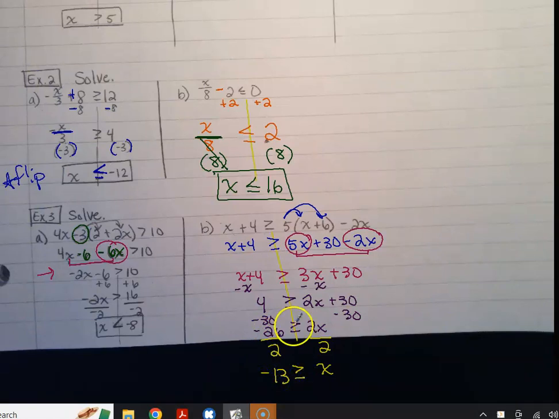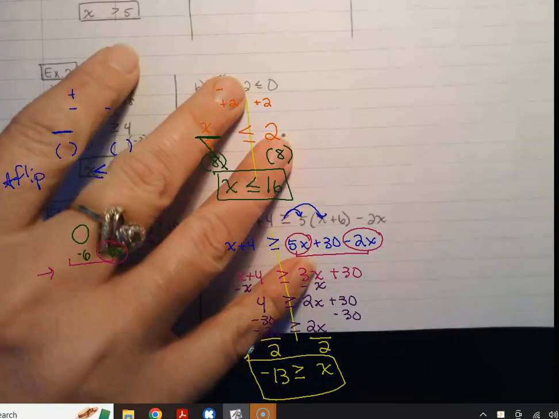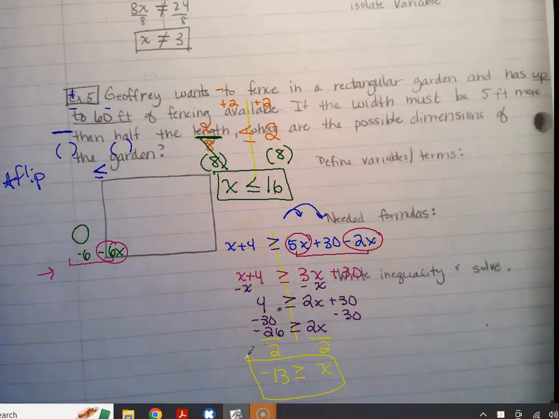Did we flip the sign? No, because we didn't divide or multiply by a negative. We didn't divide by a negative 2. It was positive. It's fine for our answer to be a negative. We're going to get negative answers, but we didn't flip the sign because we didn't divide by a negative. Very nice. You guys are doing awesome.